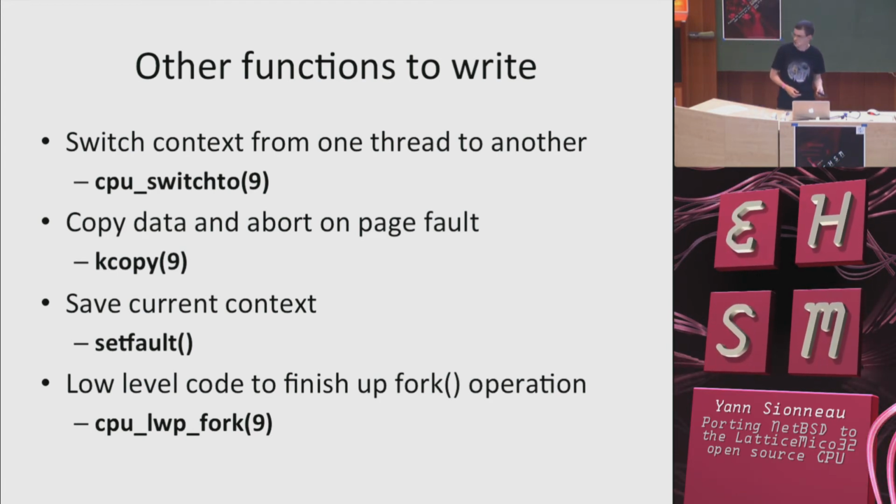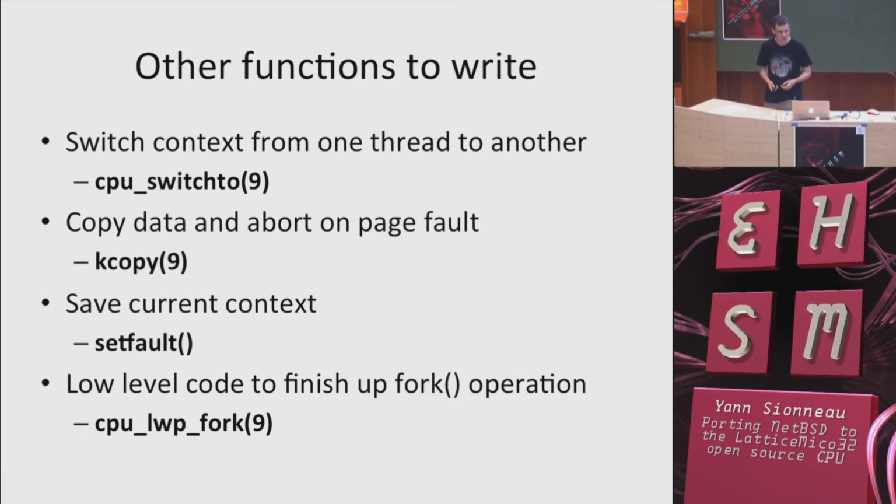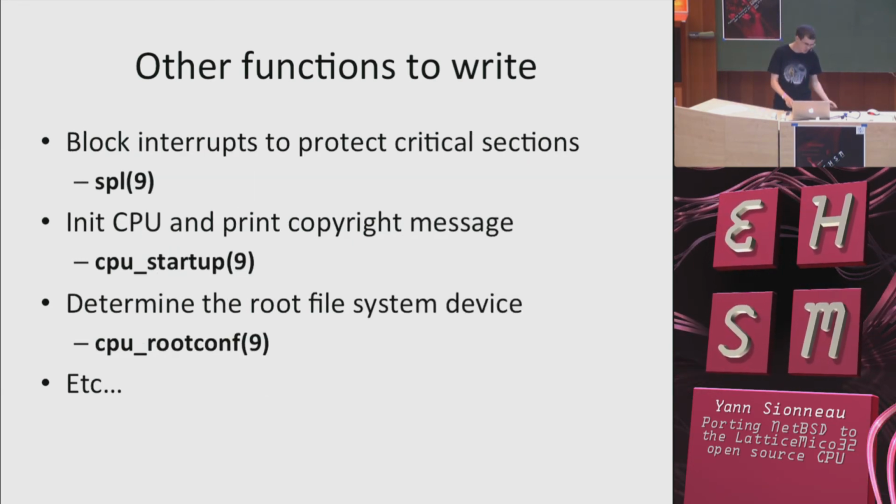It's called CPU switch to. And then you want to allow to copy data and stop on page fault. Then you want to allow to save context. And you want to write the low-level part of the code, which is finishing the fork operations. All of these needs to be written for each architecture. Then you have tons of functions to write, basically. Those are just a few examples.